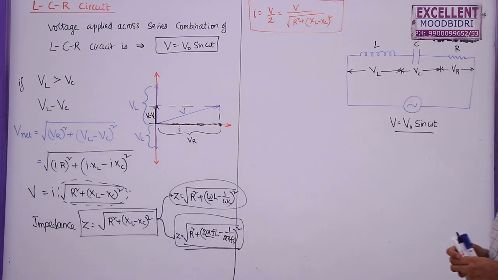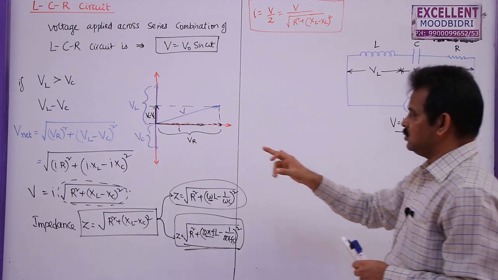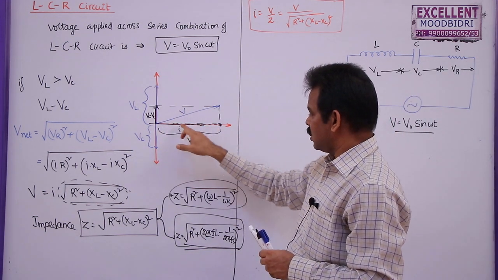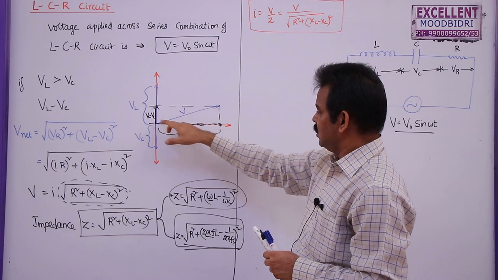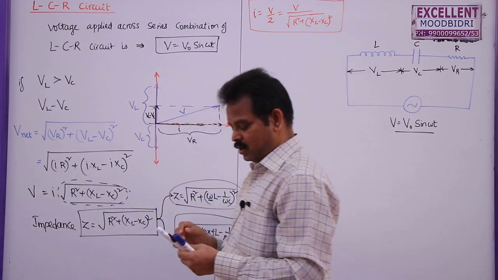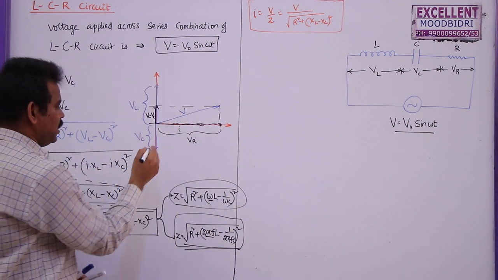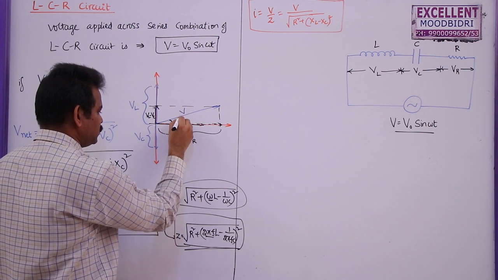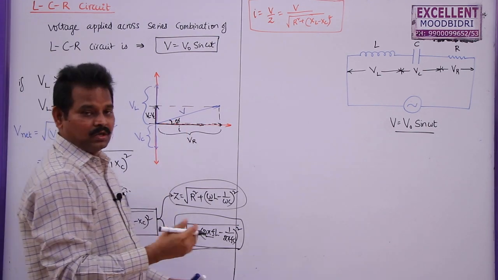Now, what is the phase angle between voltage and current? That is net voltage and total current. Total current is along the x-axis. This is the total voltage across this combination. So now, if you take the angle between these two, we call it the phase angle between EMF and current, or voltage and current.